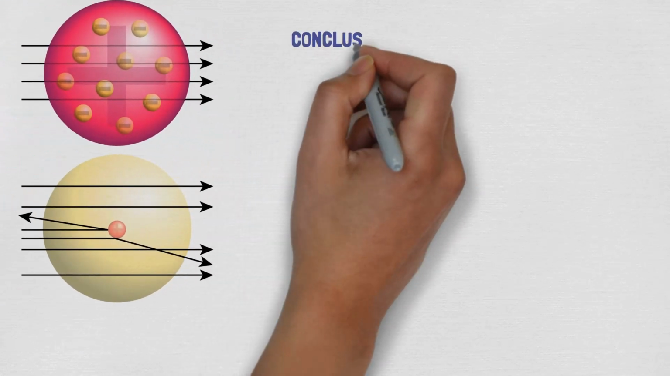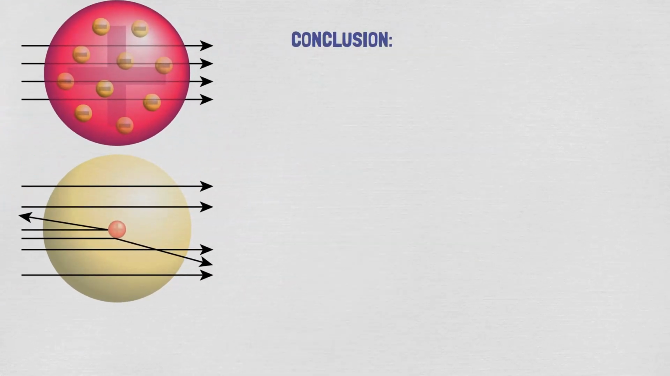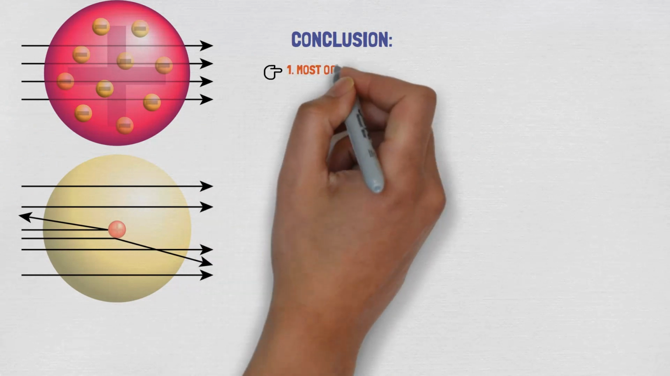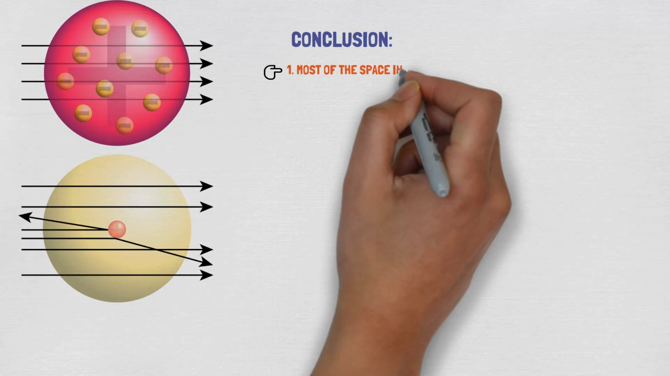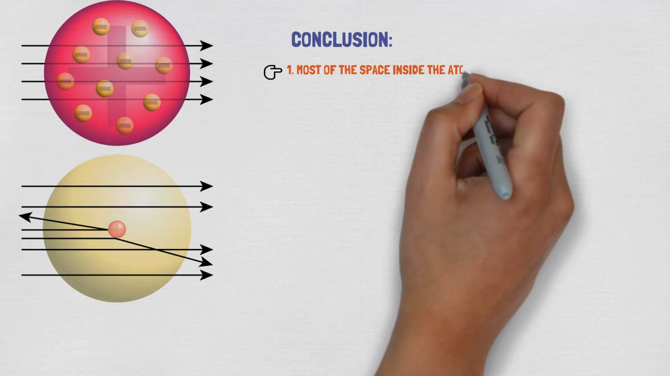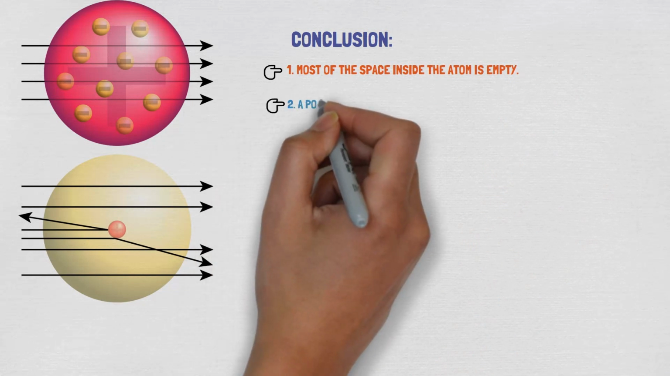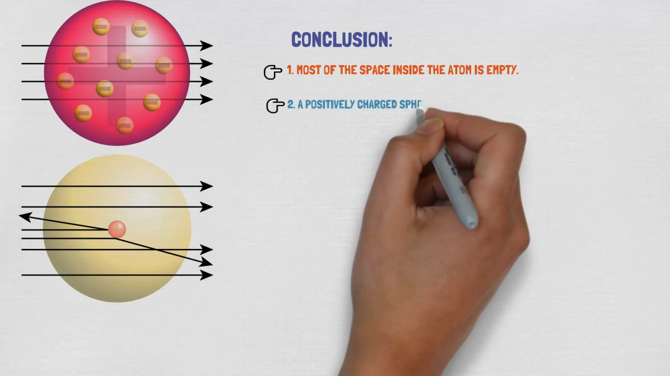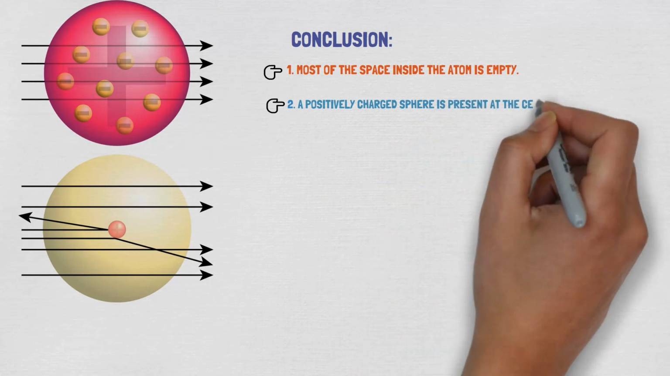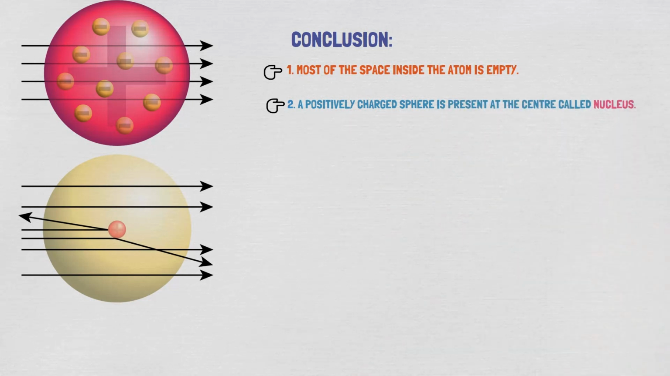From this experiment, Rutherford concluded most of the space inside the atom is empty, as most of the alpha particles passed through the gold foil without any deflection. The deflection and backscattering of some alpha particles indicated the presence of a small, dense, and positively charged nucleus.